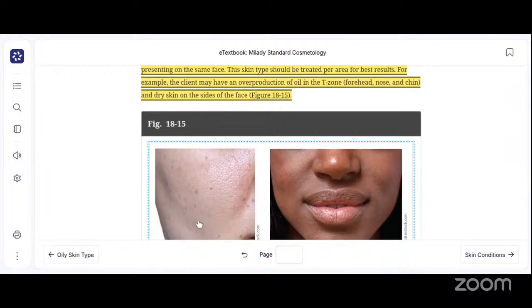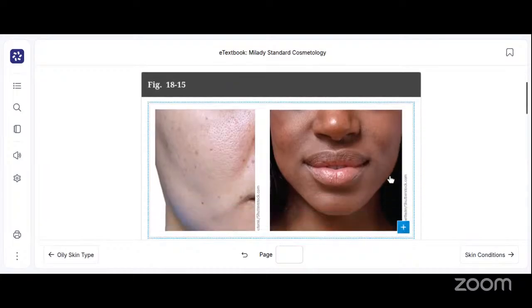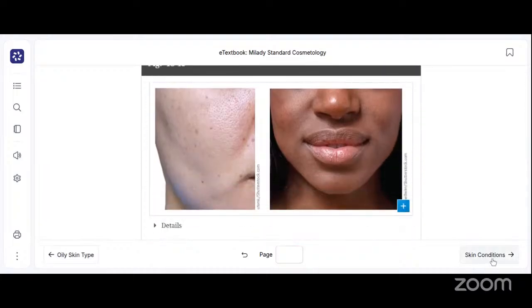And the dry skin can be around the perimeter, around the side of the face. The cheekbones and things like that, that would be dry. So that's how you know individuals that have combination skin. It's oily in the middle and then it is drier around the sides.